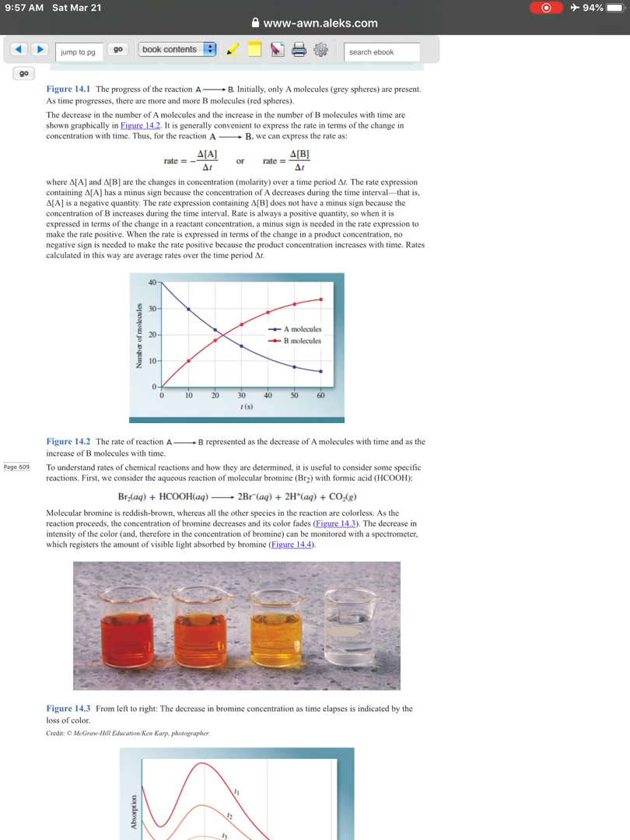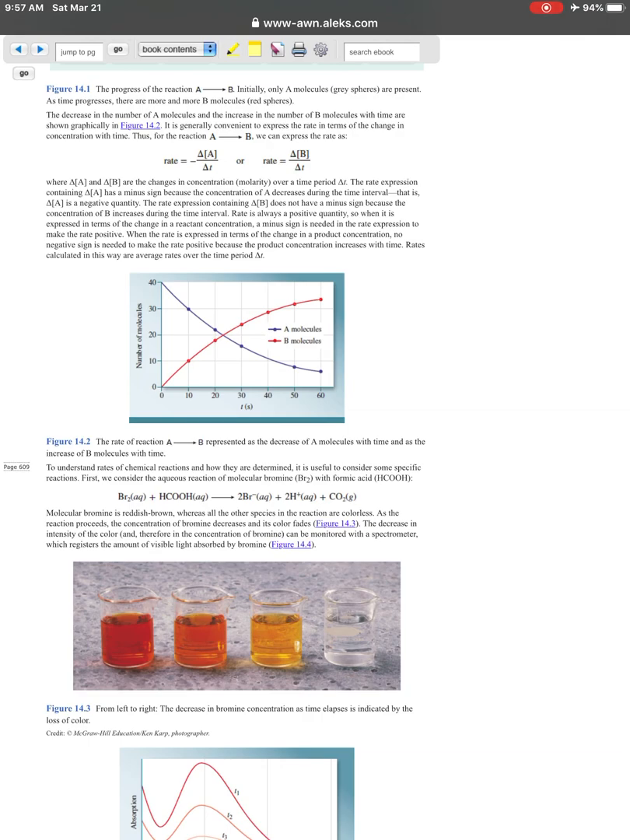So notice there, we want the rate to be positive. When the rate is expressed in terms of the change in the concentration of the product, no negative sign is needed to make the rate positive because the product concentration increases with time. Rates calculated in this way are average rates over the time period delta t.